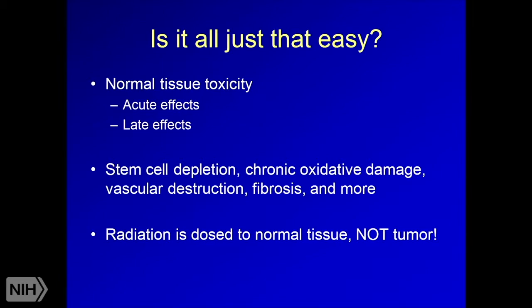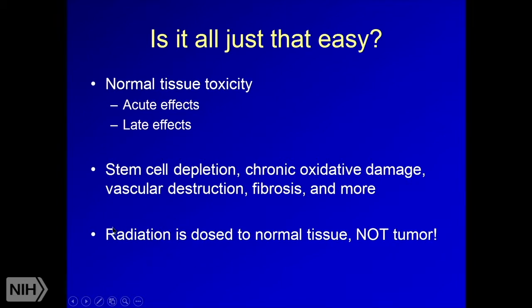When we talk about late effects, we generally define these as things that occur 90 days after completion of radiation. So there's a set series of late side effects that, depending on which part of the body we're treating, we do have to monitor for. So for example, for lung cancer patients, we have to monitor after treatment for something called radiation pneumonitis, which can be inflammation of the lung as it's healing from the treatment. In addition to that, we have to think about things like stem cell depletion, chronic oxidative damage, vascular destruction, fibrosis, and more. And these are generally things that account for some of these late side effects that patients can experience.